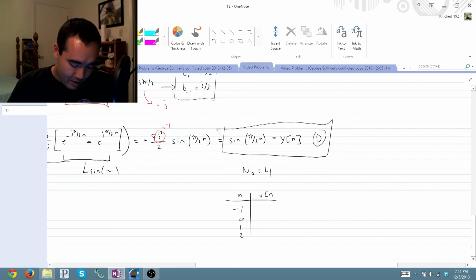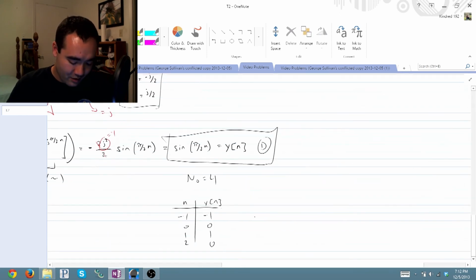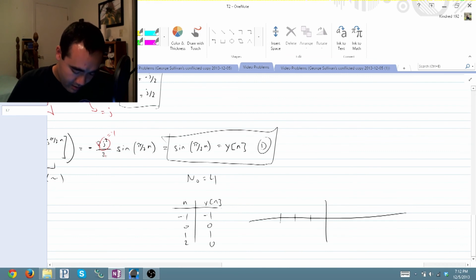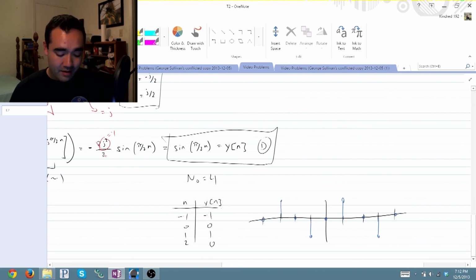And we're going to have y of n on this side. So n of -1 just gives a sine of -π/2. That's -1. 0 is 0. 1 is 1. 2 is 0. And you can see what this looks like kind of in your head. Draw my lines. Okay, so -1 is -1. 0 is 0. 1 is 1. 0 is 0. And you can see this looks a lot like an actual sinusoidal function.